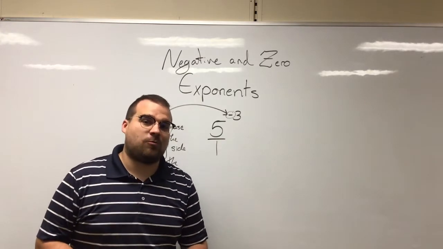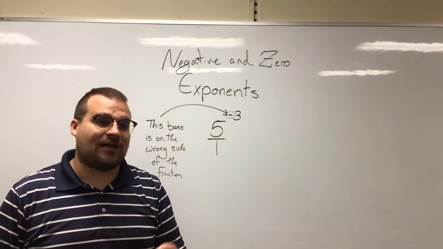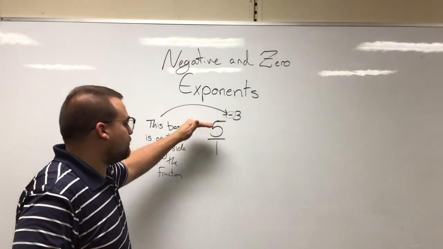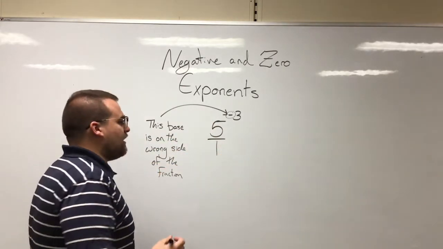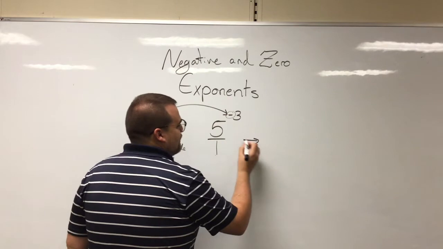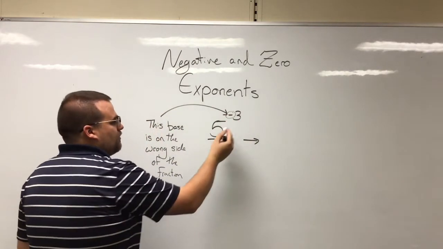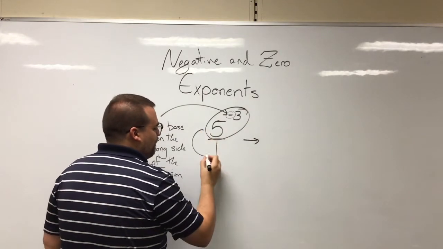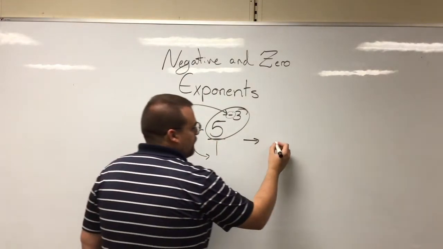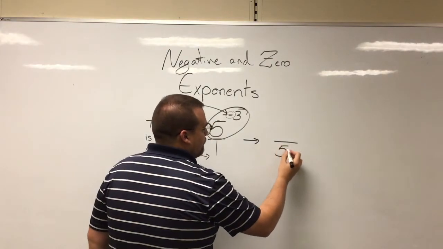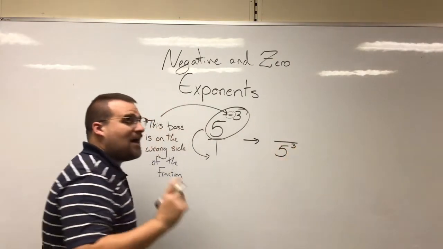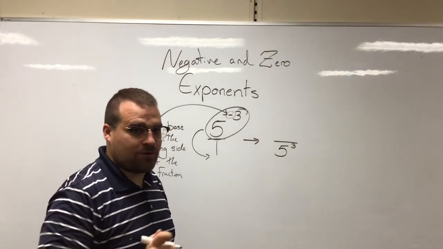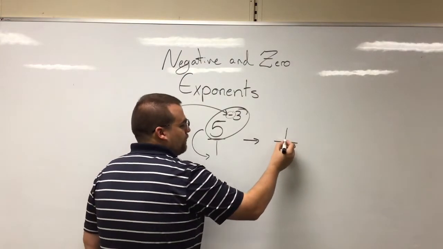So what we actually want to do is get that 5 on the right side of the fraction. Well, there's only 2 sides, a top and a bottom. So to make that exponent positive, we take this 5 and its exponent of 3 and we flip it around to the other side. So now the denominator is 5 to the positive 3rd, because it's now in the right place for it, and the numerator is 1.